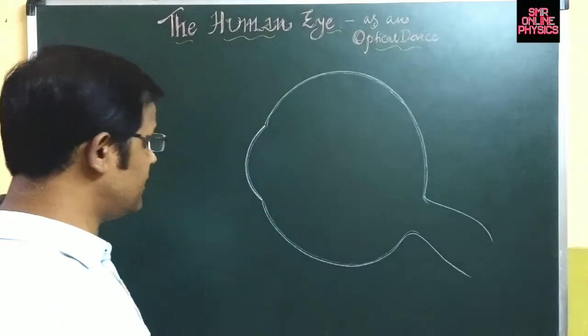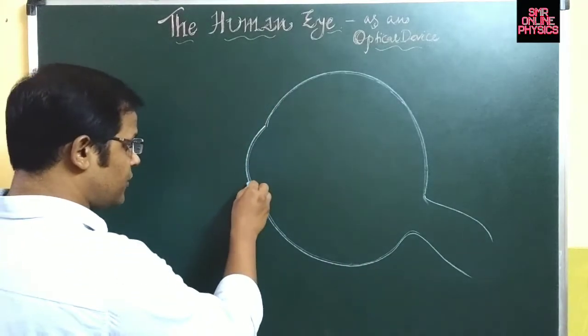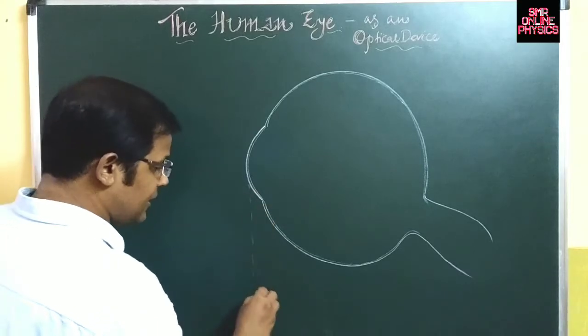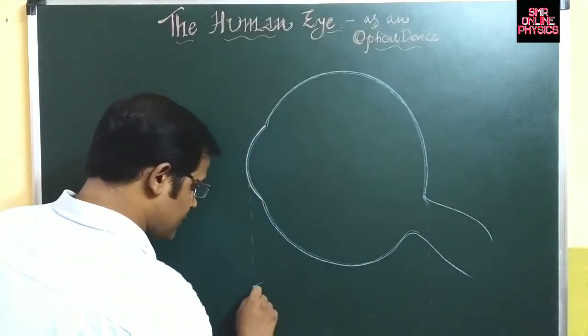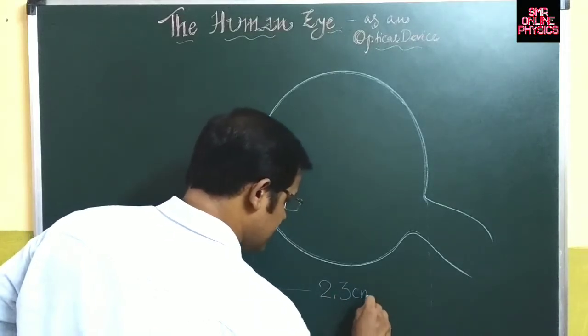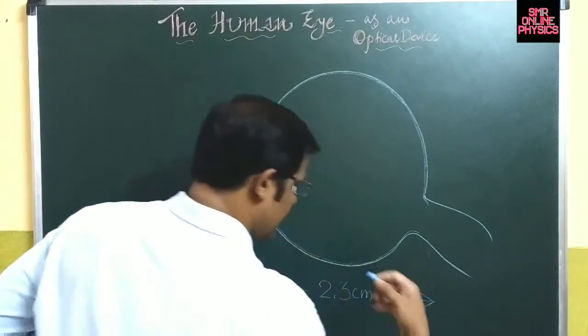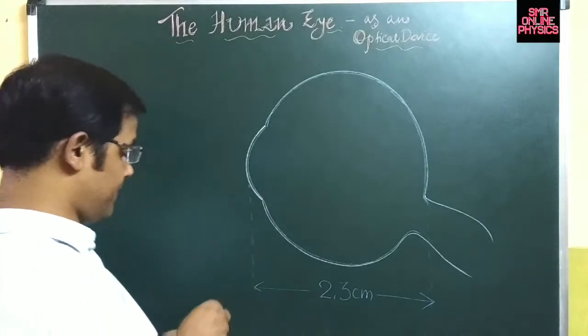All right? So let us see in this diagram. This is the human eyeball. According to the standard definition, for a healthy adult eye, the human eyeball is approximately 2.3 centimeters. This is around 2.3 centimeters for a healthy adult eye.